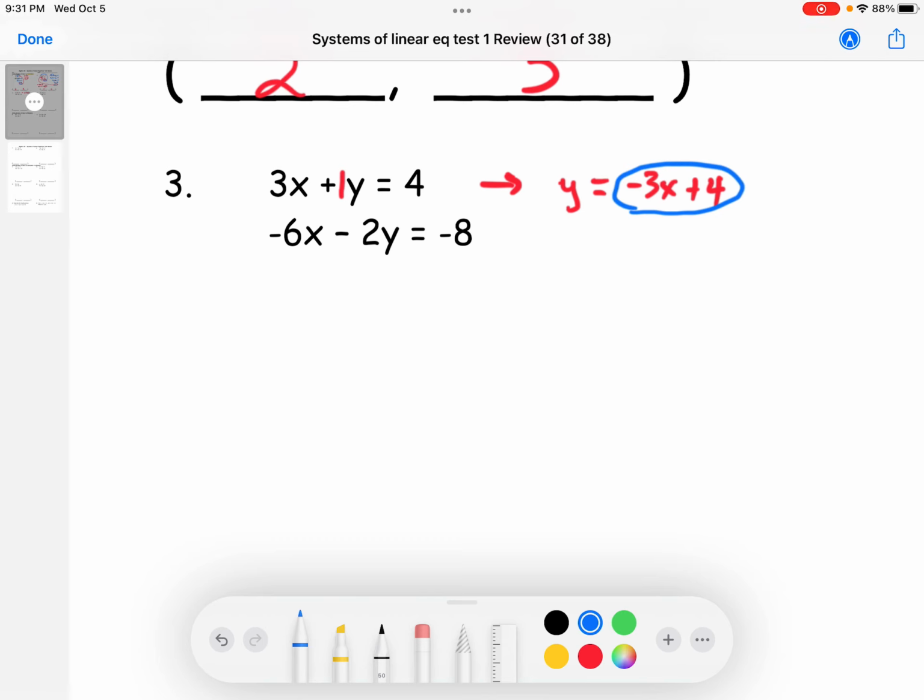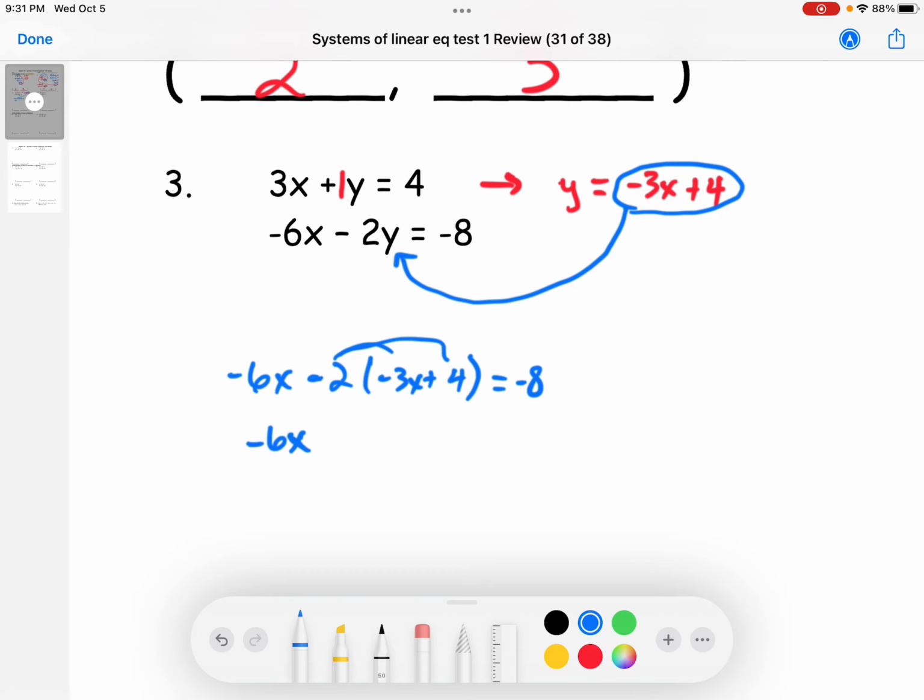So we take that one, and that's what I'm going to substitute in there in place of y. Negative 6x minus 2 times all of that business. All right, we multiply everything out, simplify down as much as we can. Negative 6x. We distribute that negative 2. That'll be plus 6x and minus 8.